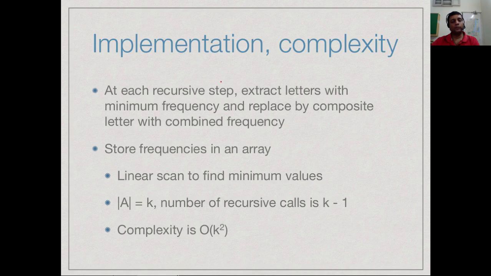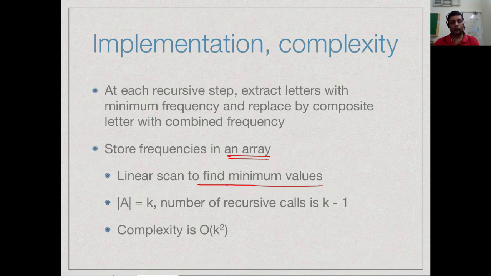A word about the implementation. So what we have to do is, k minus 1 times, merge these two minimum values and compute a recursive solution. So the bottleneck is finding these minimum values. If we use an array, then as we know, we'll have to scan the array each time to find the minimum values.